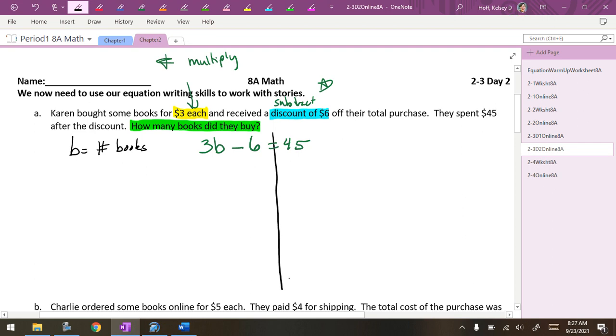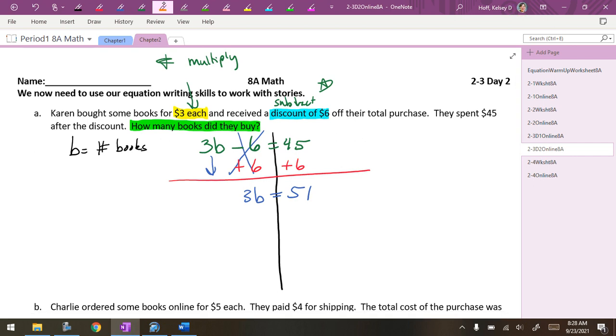All right, we also have to solve this today, but you guys got really good at solving these. Okay, if I cover up 3b, I need to add 6 because right now it's currently negative. Add 6 to both sides. Drag down 3b. Use your calculator. 45 plus 6. 51. Now what do I do? Divide by 3. Very good.